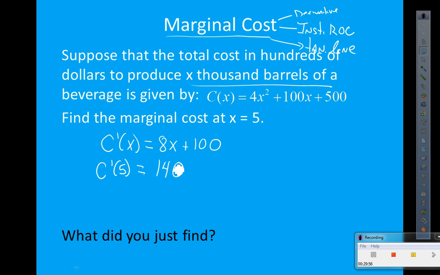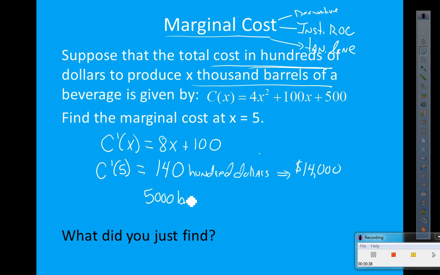Now here comes the hard part. What the heck does that mean? If you look back up here, it's our cost in hundreds of dollars, so it's going to cost me $140. Well, that sounds bad to say, so really that's $14,000. It's going to cost me $14,000 to produce the 5,000 barrels. That's what that part means. It'll be a little clearer on my next example.